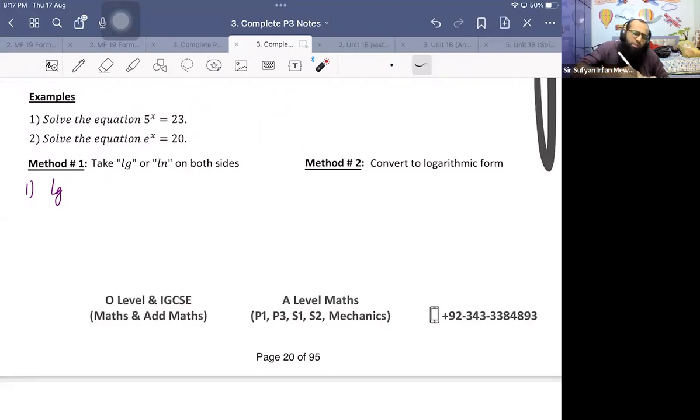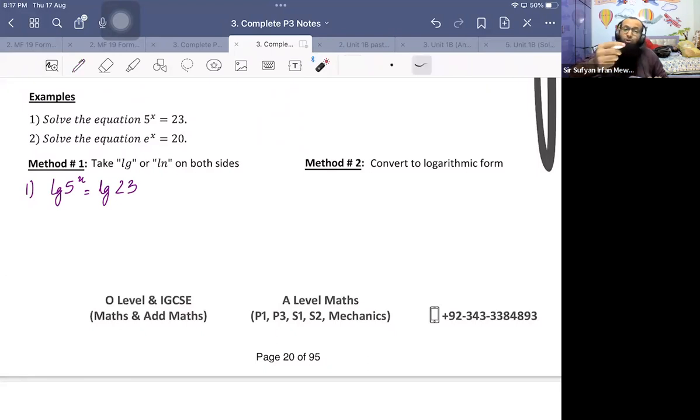So just to have a touch of LG once and a touch of ln once, I'm taking LG on both the sides in example number 1, although I could have taken ln as well. So LG 5 power x is equal to LG 23.